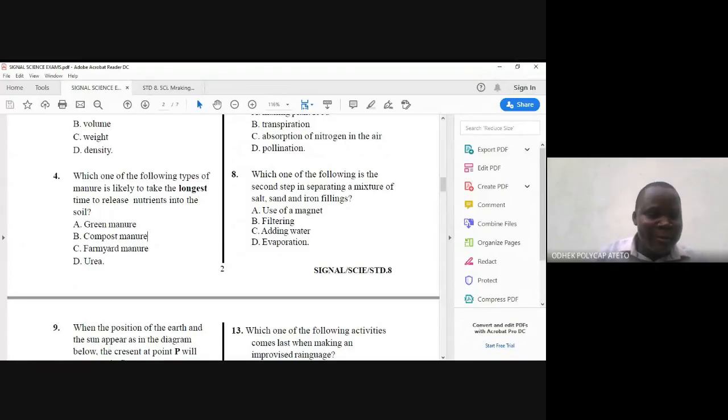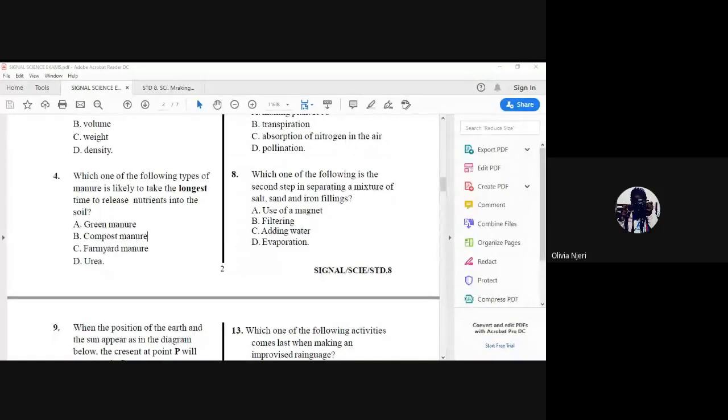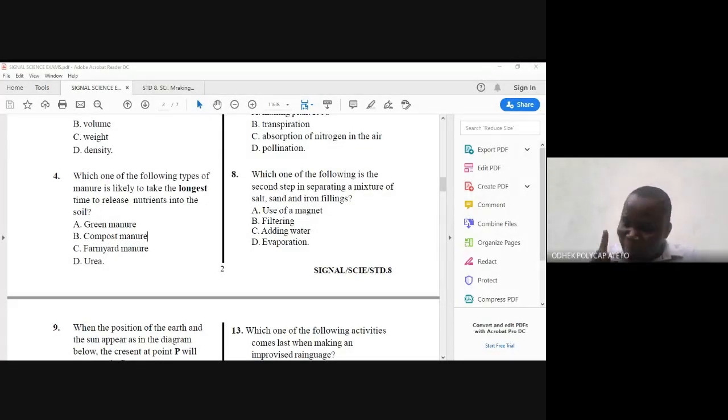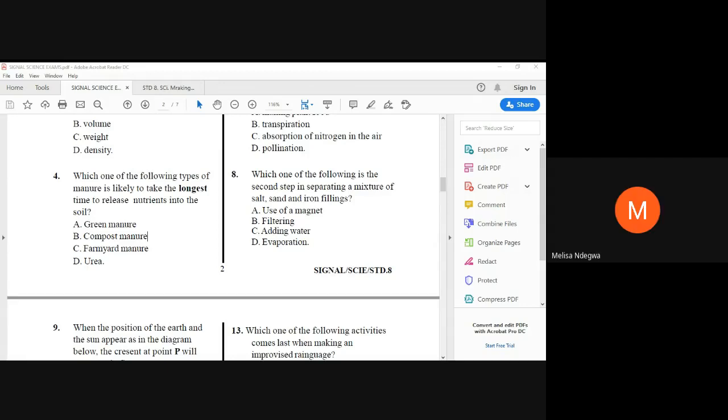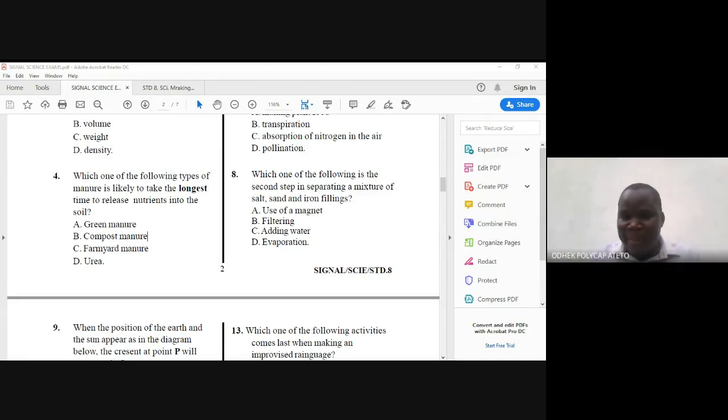Just unmute and say. Don't just call me. To reduce the rate of evaporation. Reducing the rate of evaporation. I hope people are writing. Number two, what is the function of the topsoil? To introduce bacteria. Thank you very much. What is the function of ash? Add nutrients.